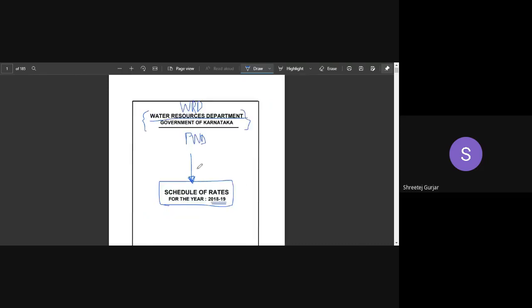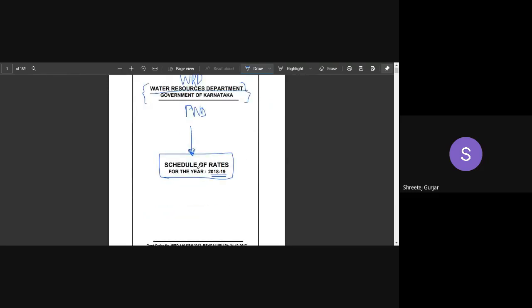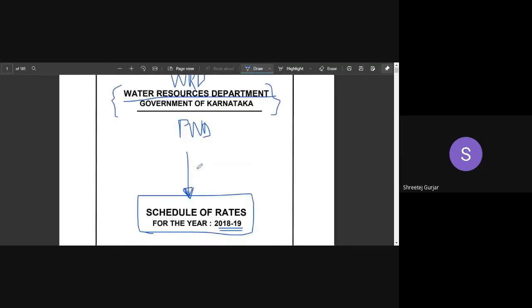Is this clear? Is this document helpful? Have you gone through this previously? This is a very important document. If you want to become a contractor for PWD or WRD, you need to be thorough with this document. Very important document, for tendering and all those purposes.